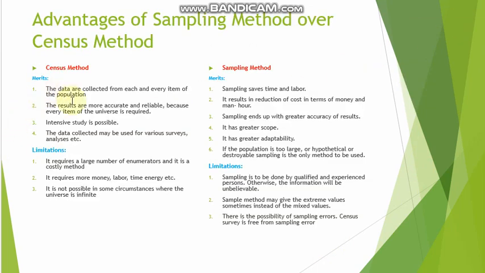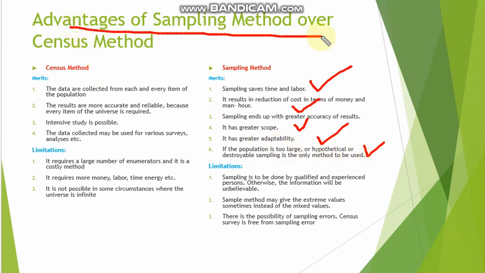The census method has some merits and some limitations. But when it comes to the sampling method, sampling saves time and labor. So it results in a reduction of cost in terms of money and manpower. It has greater scope and greater adaptability. If the population is too large, hypothetical or destroyable, sampling is the only method to be used. So these are the advantages of the sampling method over the census method.